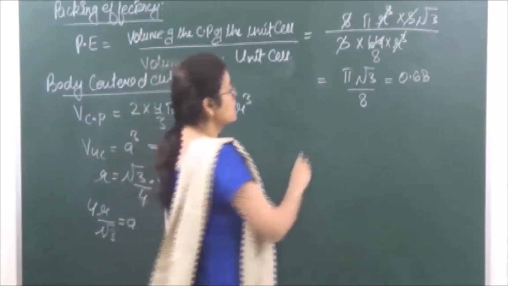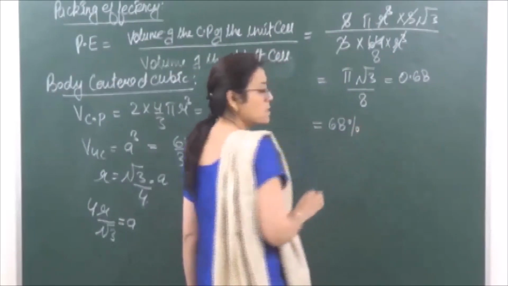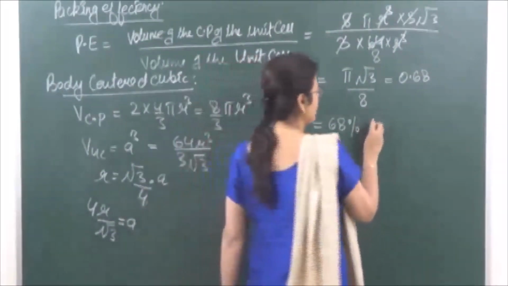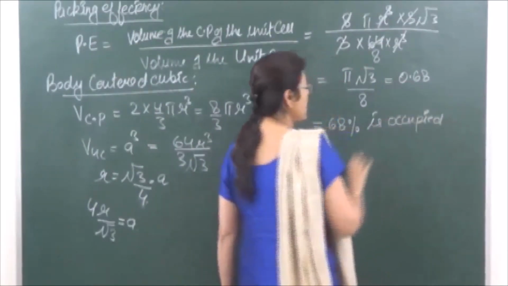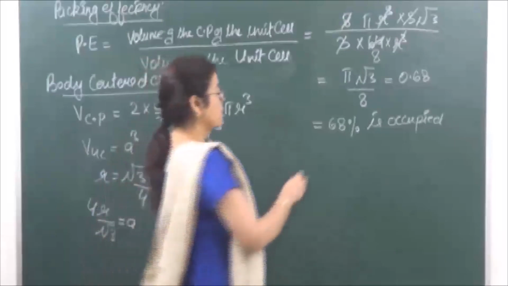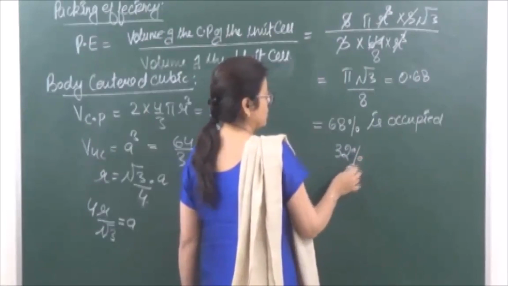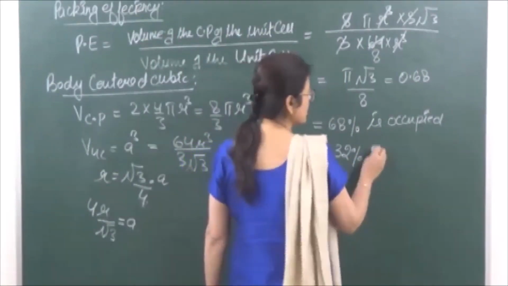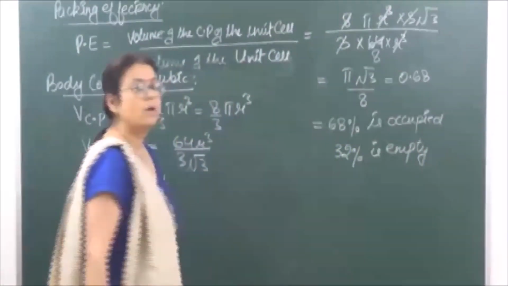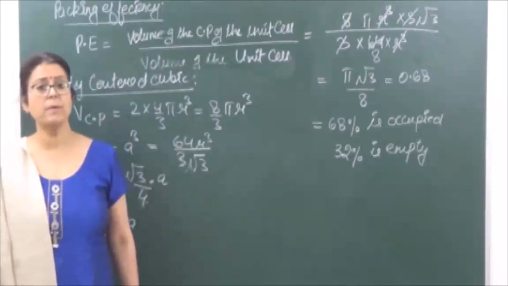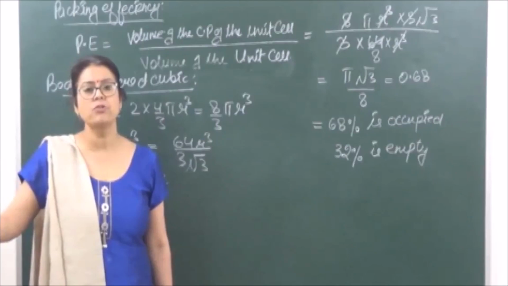0.68, right? So 0.68 means 68% is occupied. And how much is empty? 100 minus 68. 32% is empty. Right? So for today we will only do till here. Please solve the questions which would be given to you in the assignment.